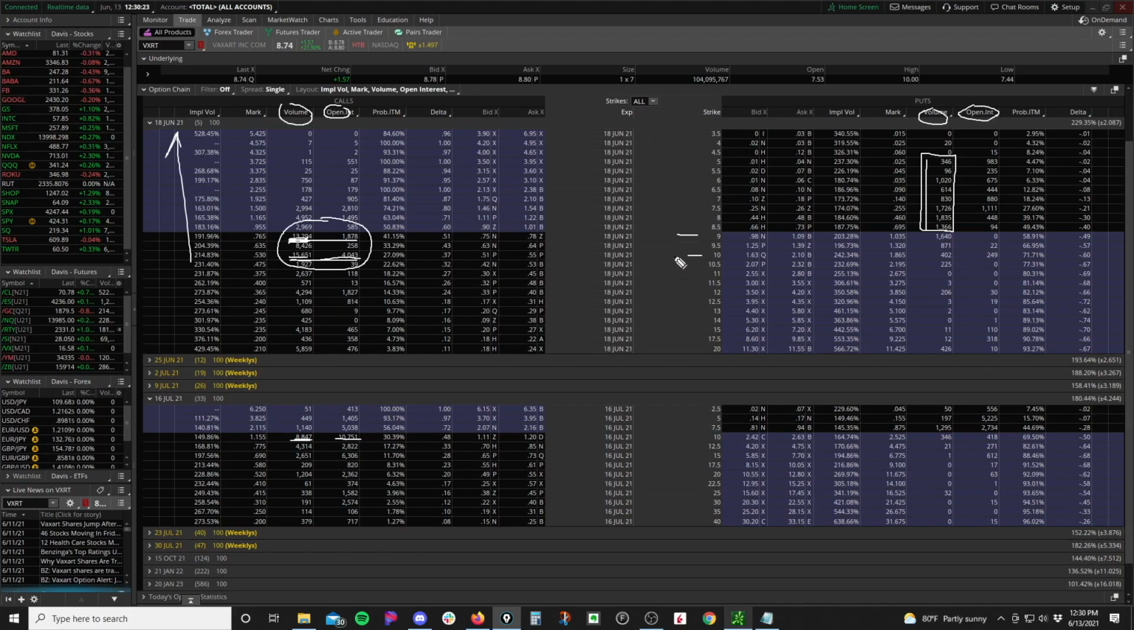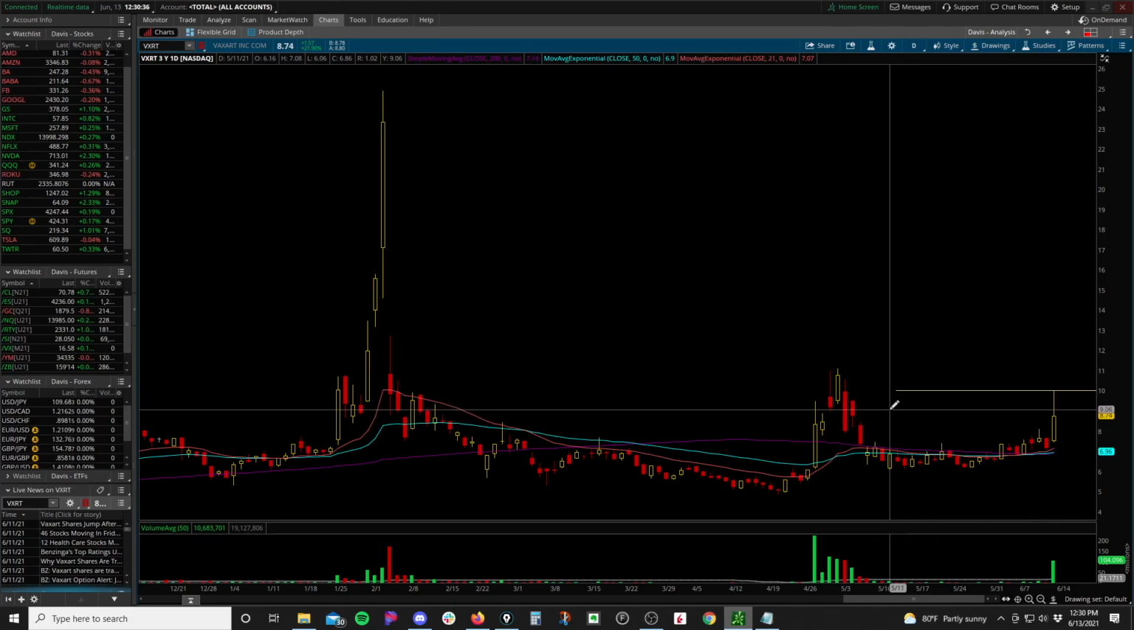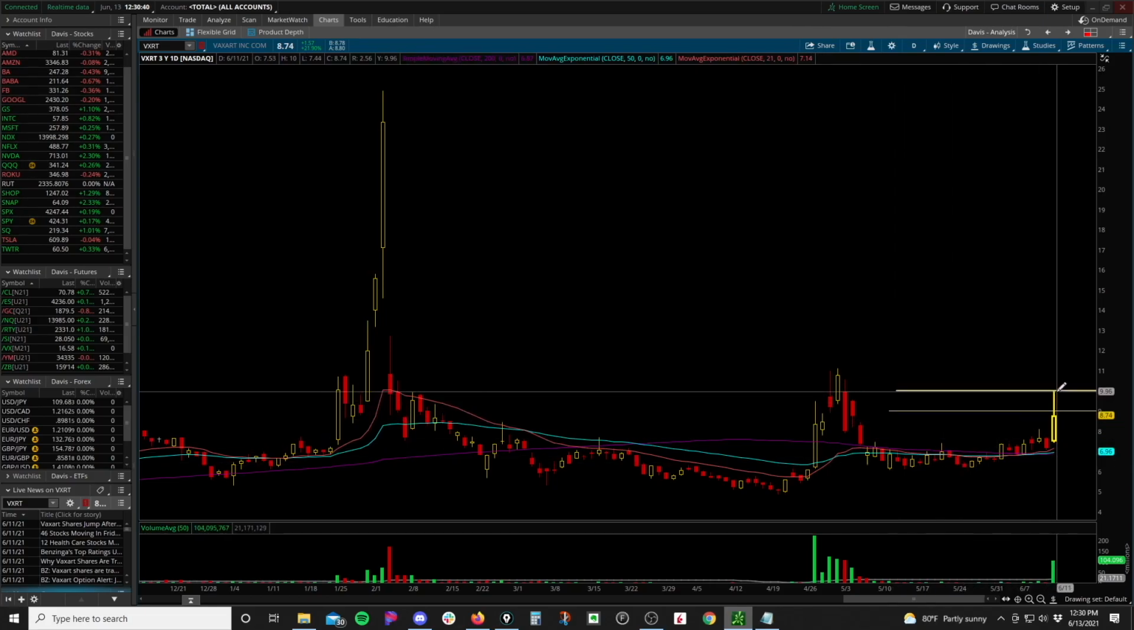So I want to go to my chart and mark out 10 and mark out 9. And look at this. This is going to be supply, right? So that area resisted perfectly. So I can make an inference and use these levels as support and resistance because there's so much open interest tied to that level, okay?